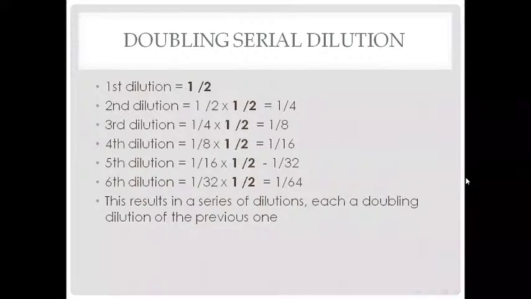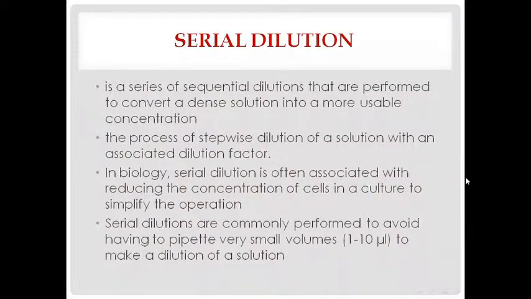We can look at examples where this issue of dilution works. Then serial dilution, just as a recap, is a series of sequential dilutions that are performed to convert a dense solution into a more usable concentration. And that's why sometimes you may not be able to pipette all these, but by knowing the concentration or the dilution factor, you can do the calculations and get your results. The process of stepwise dilution, in other definition, is the stepwise dilution of a solution with an associated dilution factor. So it is important to know the factor that you are using.